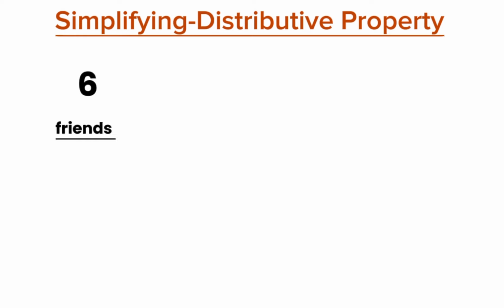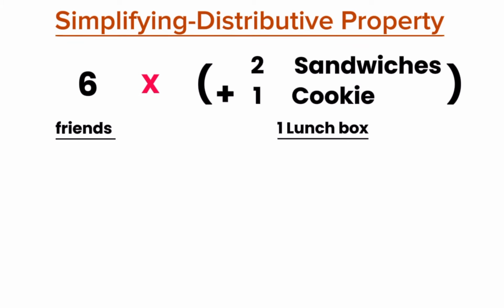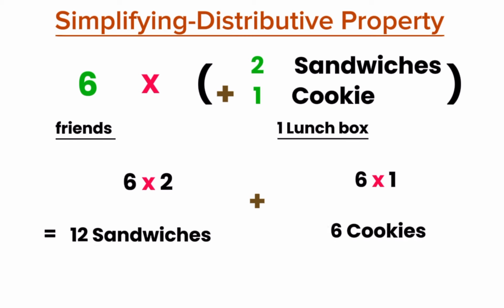There are 6 friends that are each to get a lunchbox. The brackets, or parentheses, represent a single lunchbox. Each box has 2 sandwiches and 1 cookie. To find the total number of food, we multiply the outside number with both numbers inside the brackets. Therefore, 6 times 2 plus 6 times 1 equals 12 sandwiches and 6 cookies. 6 times 2 means 12 sandwiches, and 6 times 1 means 6 cookies. And that means a total of 18 food items will be delivered.